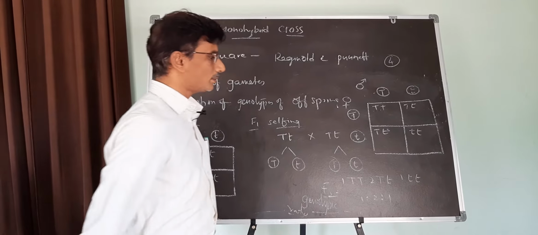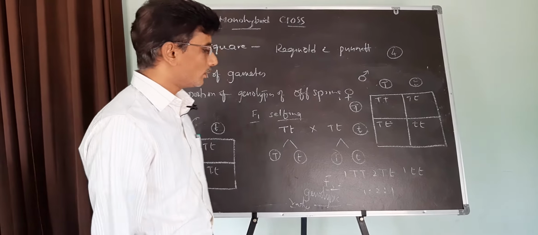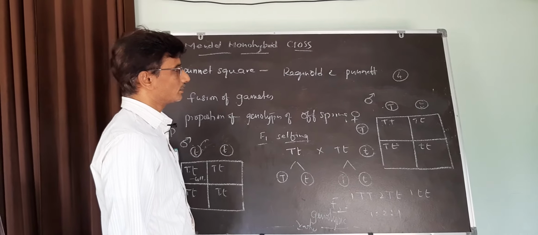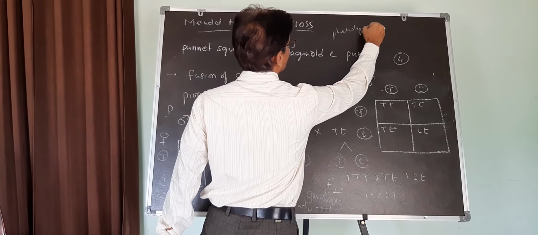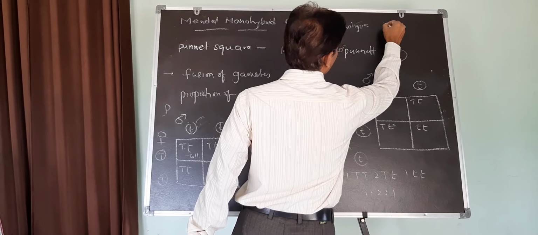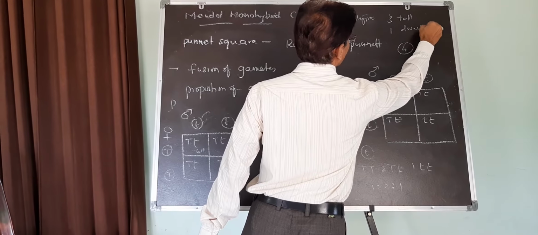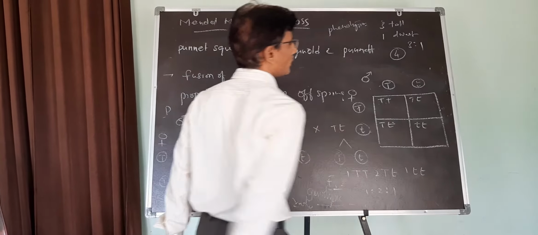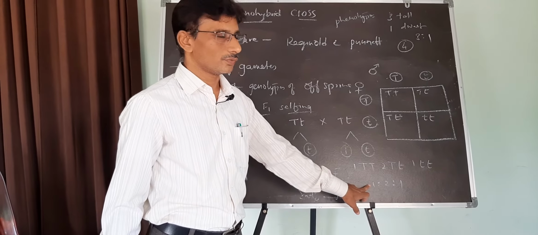What about the phenotypes? How many phenotypes are formed in the F2 generation? Only 2 types of phenotypes are produced in the F2 generation. What are those? 3 are tall plants, 1 is dwarf plant. So the phenotypic ratio of the Mendel monohybrid cross is 3:1, whereas the genotypic ratio is 1:2:1.